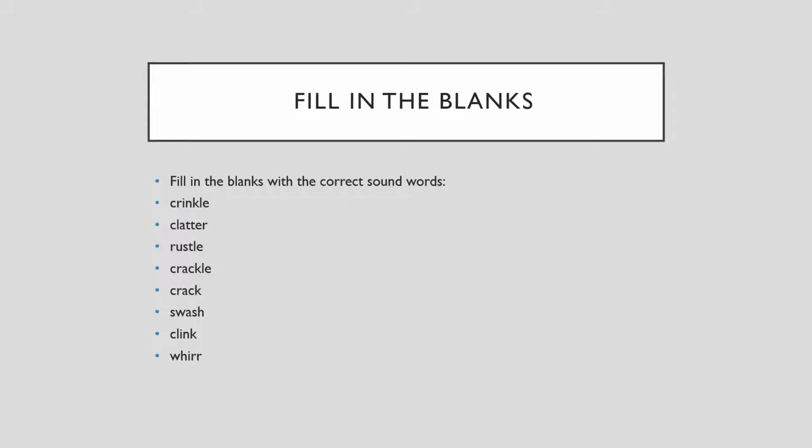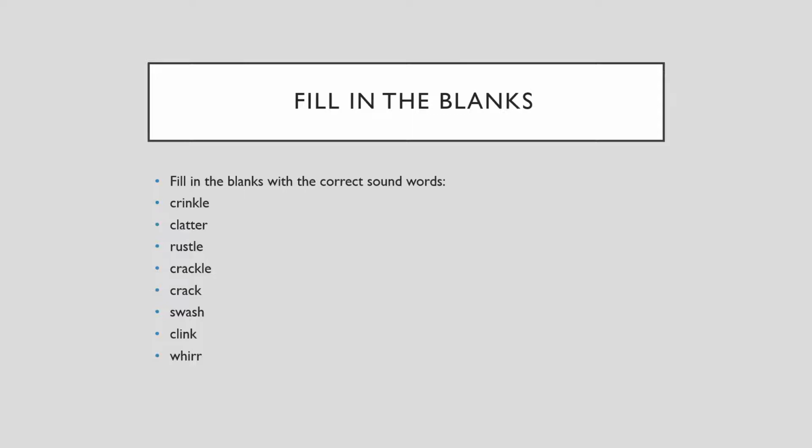Now the words in the box are crinkle, clatter, rustle, crackle, crack, swash, clink, whir. Please look at the spelling. Whir is different from whirr. So I'm going to repeat these sounds, and please try to hear these sounds in your mind. This will give you an idea about what could make this sound, and this has to be used as a word to fill in the blank.